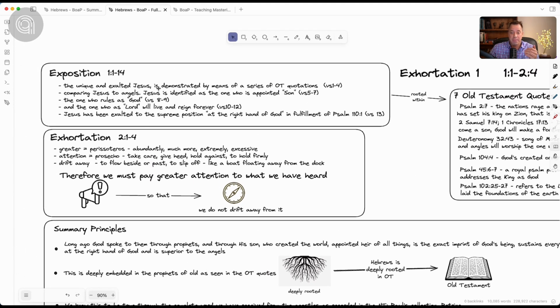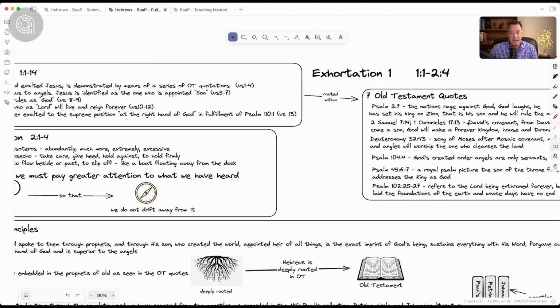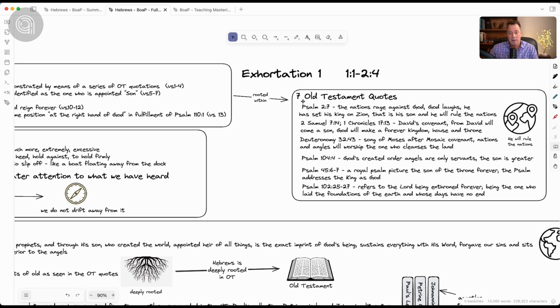He's demonstrated by means of a whole series of Old Testament quotes. There's actually 7 Old Testament quotes. I've written them out here for you. You can pause and you can read these. The depth of these is so beautiful, and how he ties them in. These are connected, integrated principles that the author is bringing forth for us. This new covenant, everyone, is not a random thing.